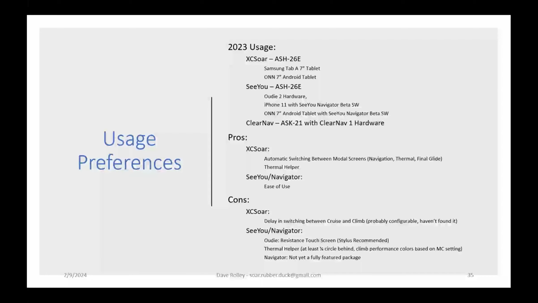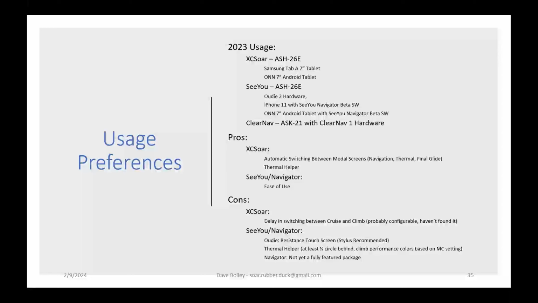My usage preferences. Okay. I've been an XCSoar user since 2014. I joined a partnership that had an ODI in their aircraft, so I transitioned to using an ODI as well. And then in my club, we have ClearNavs in our K-21 that I use for cross-country mentoring flights. So in 2023, I was using XCSoar in my ASH-26 with a Samsung Tab A tablet. It's a 7-inch tablet. I'll show it to you here in a minute. And the ONN 7-inch Android tablet.